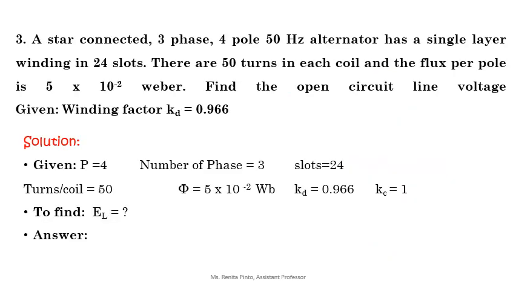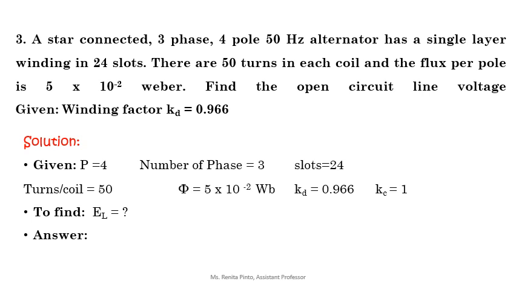Next, third question. A star-connected 3-phase 4-pole 50 Hz alternator has a single layer winding in 24 slots. There are 50 turns in each coil and the flux per pole is 5 into 10 to the power minus 2 Weber. Find the open circuit line voltage given winding factor Kd equal to 0.966.